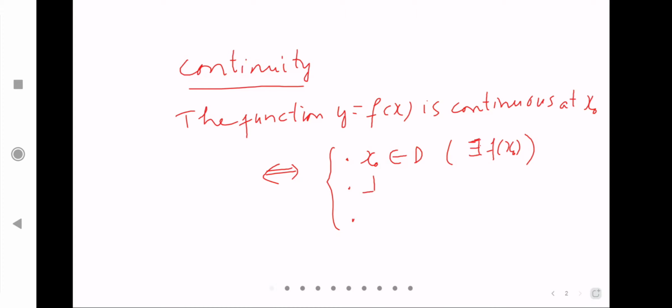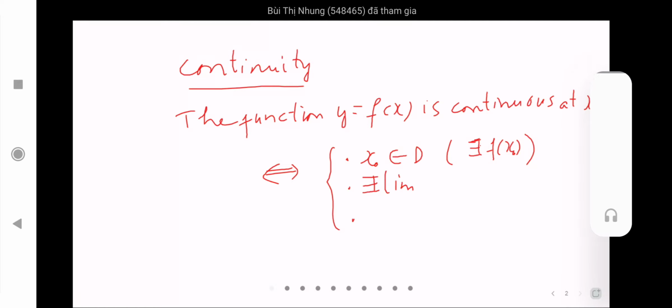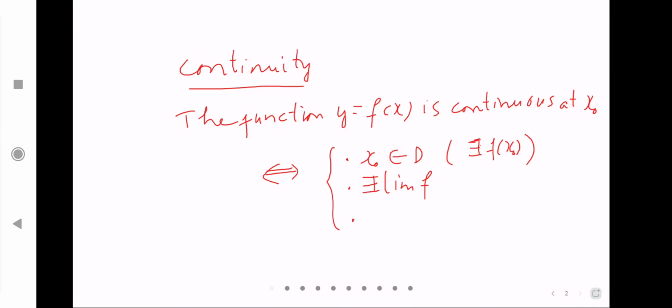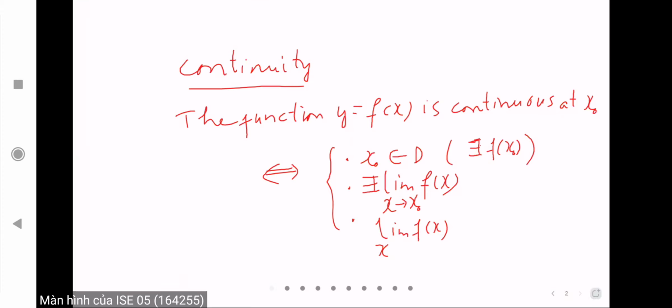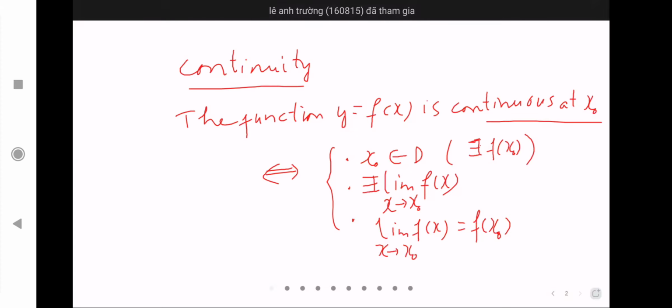The second condition: the limit of this function at x0 exists when x tends to x0. And the third condition: the limit of this function at x0 equals the value of the given function, f(x0). Then the function is continuous at the given point.